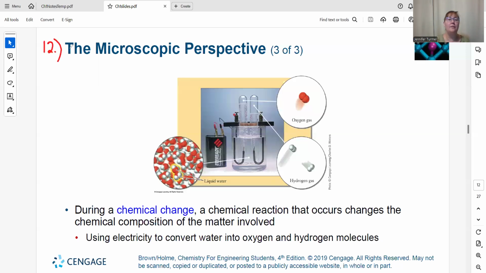Here we are on slide 12. Okay, and let's take a look at this next one. So now we're looking just at the microscopic perspectives of a chemical change. And in a chemical change, first we have water, okay? And then after the reaction, we have hydrogen and oxygen. And this is a chemical change because what we've done is we've actually converted these two to different things.